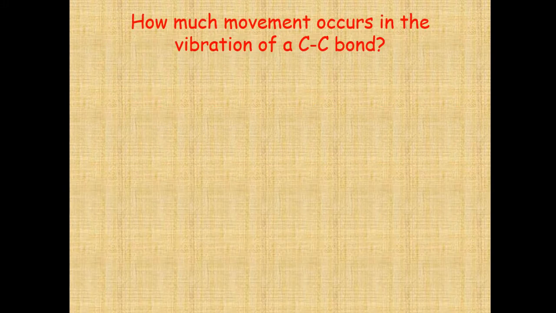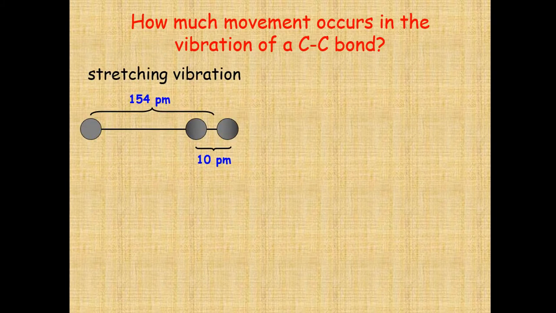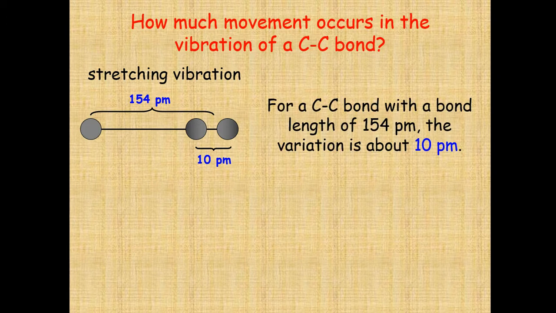Okay, so how much movement occurs in the vibration of a carbon-carbon bond? We will see that. For stretching vibration, if you consider that the bond length is about 154 picometer at the initial stage before vibration, and there is a stretching vibration, then the length of that bond gets changed by about 10 picometer. So you can see that.